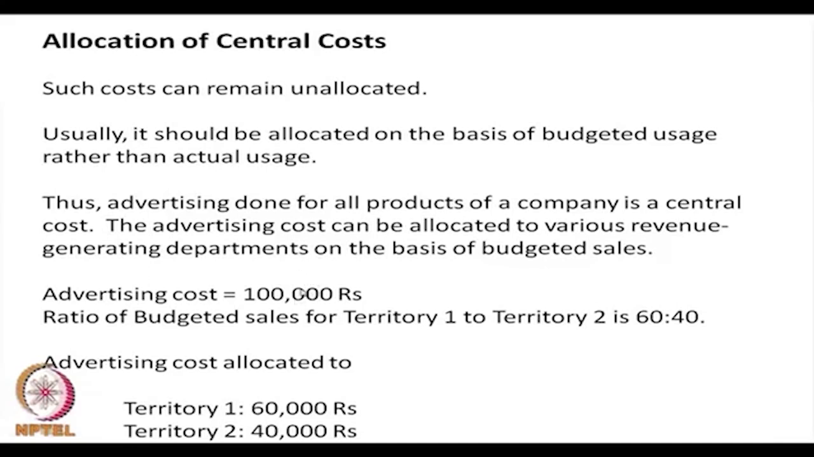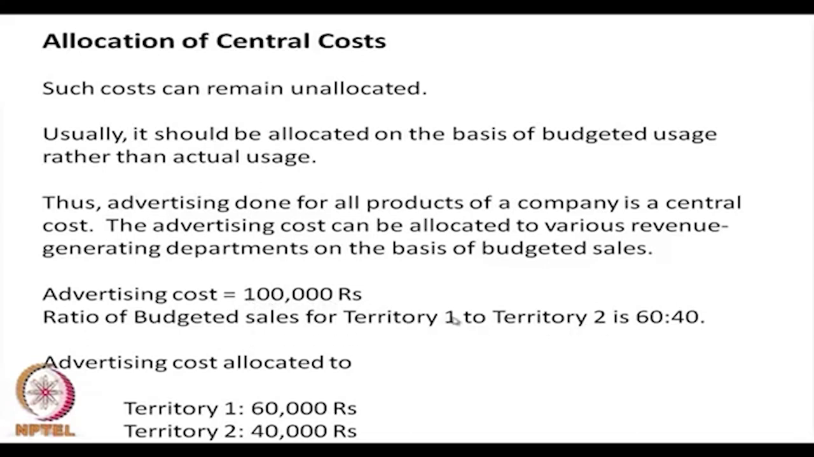Now, sometimes however, we do try to allocate the central costs, and that should be not on the basis of actual usage, but on the basis of a budgeted use. For example, suppose that the advertising cost in a year is 100,000 rupees. So, one can make cost allocation to different territories.